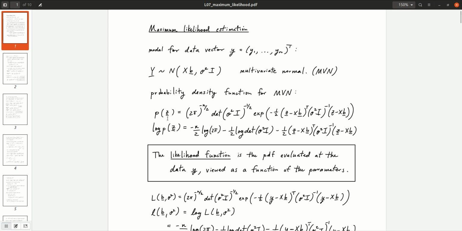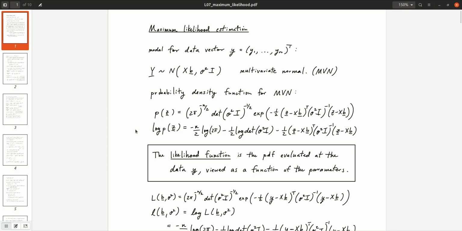We have the argument z. This is a vector of length n, and this is the formula for the joint probability density function: 2 pi to the minus n over 2, the determinant of the covariance matrix to the minus 1/2 power, and then we have e to this quadratic form. There's a sigma squared I covariance matrix inverse, and then there's z minus Xb on both sides. If we take the log, it's just minus n over 2 log 2 pi minus 1/2 log det sigma squared I minus 1/2 that quadratic form.